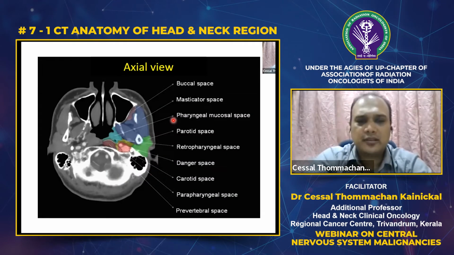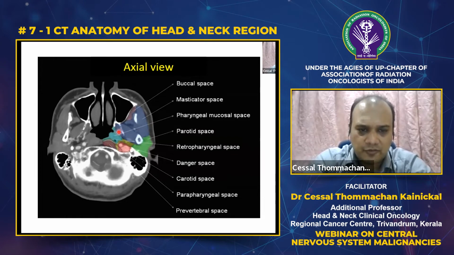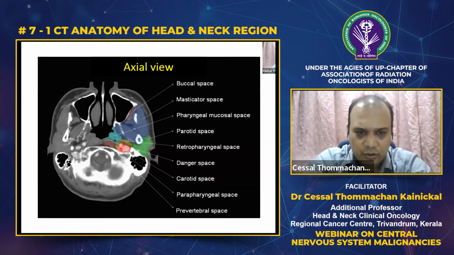So I will again come across, this is the pharyngeal mucosal space. If the tumor is confined to the pharyngeal mucosal space, it is a tumor of the nasopharynx. Then this is the parapharyngeal space. This is the prevertebral space. You have the carotid sheath here. This is the masticator space.